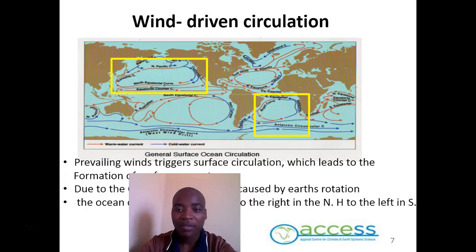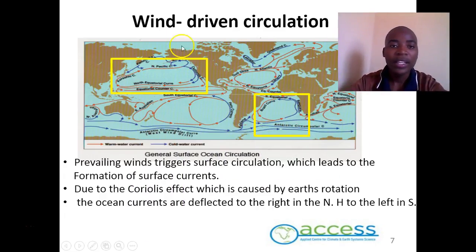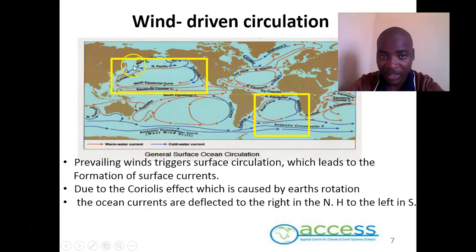So let's look at the first type of ocean circulation, which is wind-driven circulation. Prevailing winds trigger surface circulation, which then leads to the formation of surface currents. Due to the Coriolis effect, which is caused by the rotation of the Earth, the ocean currents deflect to the right in the northern hemisphere, then in the southern hemisphere deflect to the left.